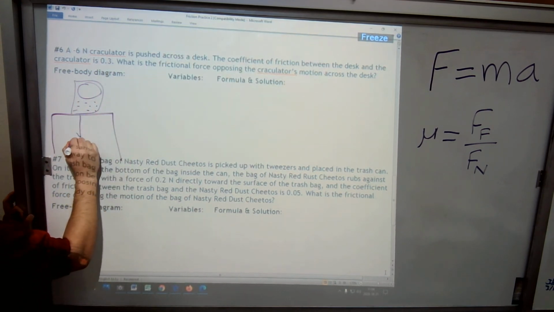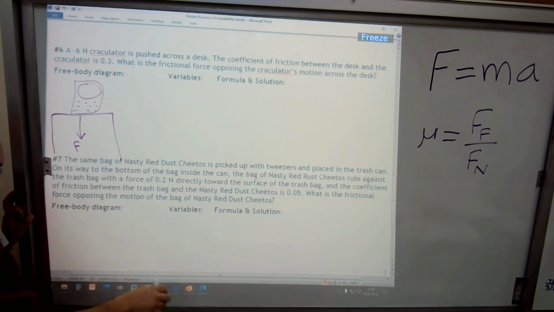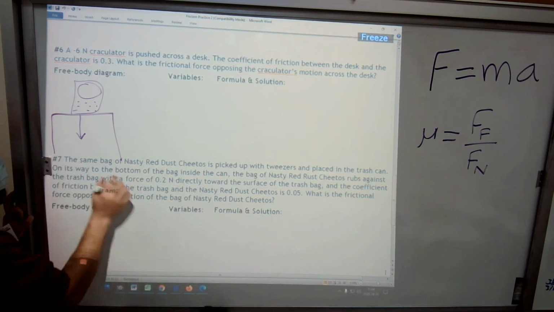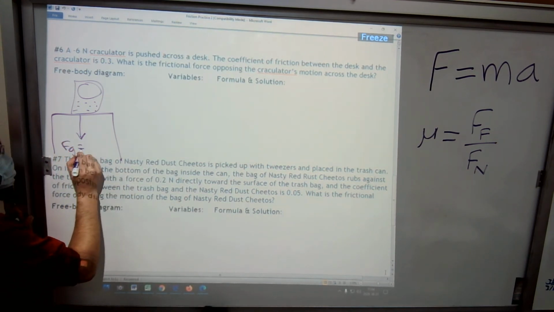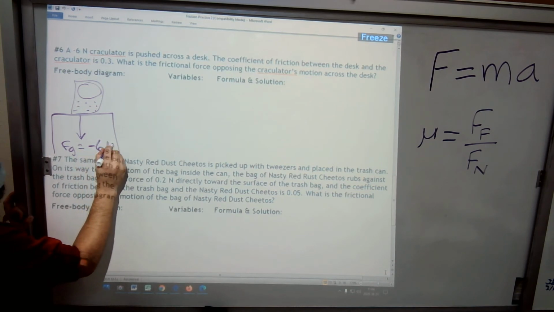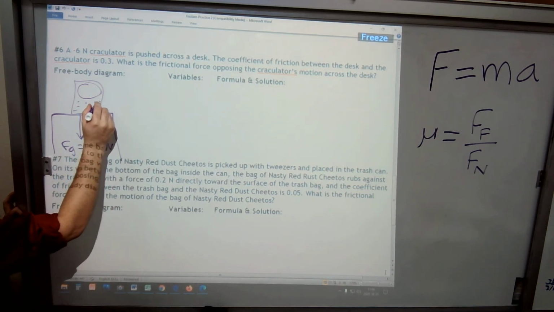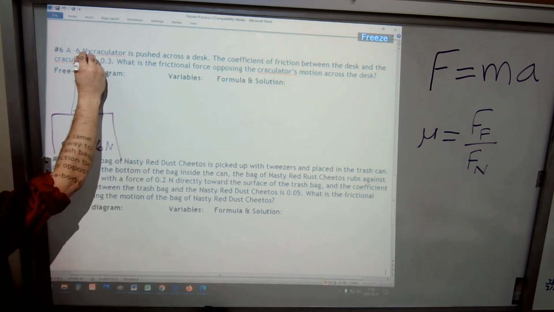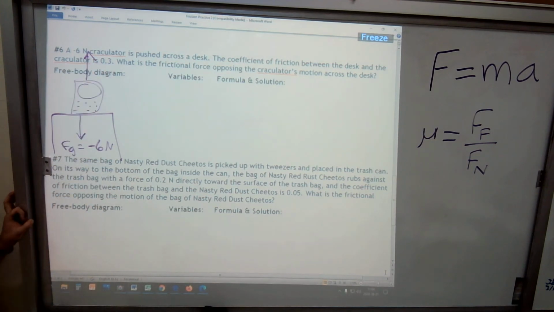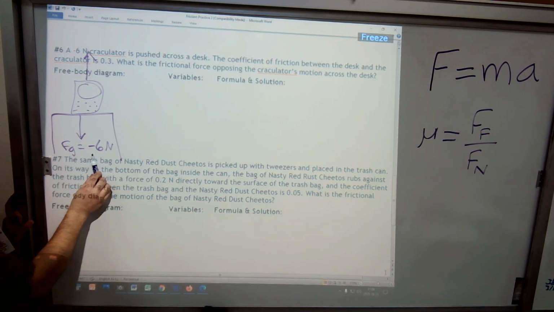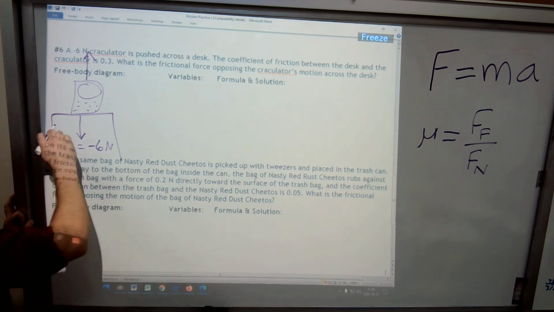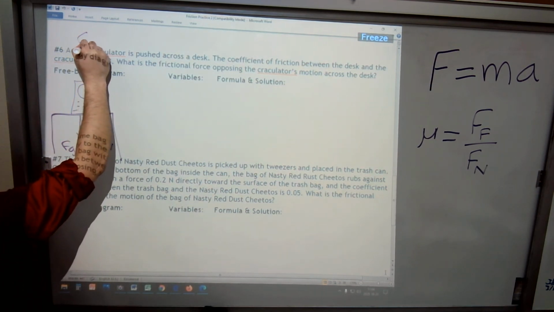That means they've got gravity here, gravity there, and it's -6 newtons. And we've got normal force here. And because we know gravity, normal force is opposite and equal. So if gravity is -6 newtons, that just means 6 newtons down. Then normal force will be +6 newtons.